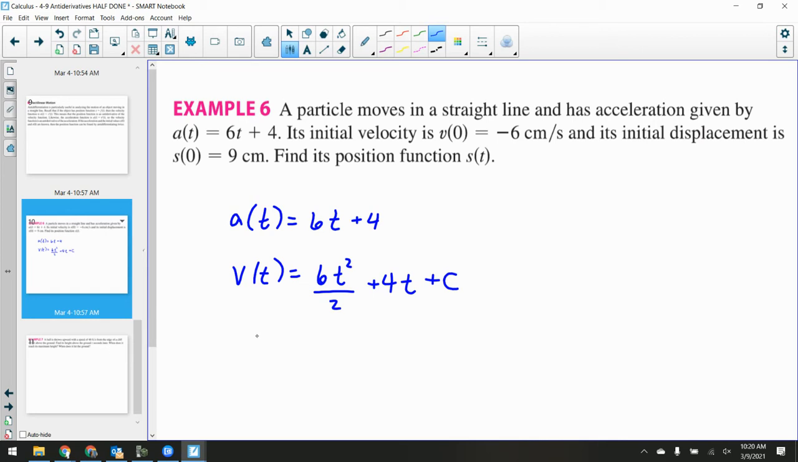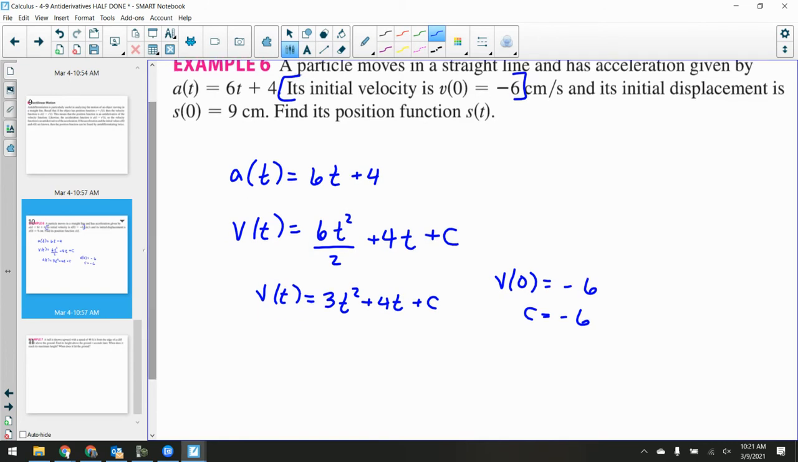So really our velocity is 3t squared plus 4t plus c. However, we know the initial velocity. Initial velocity is -6 centimeters per second. So if v of 0 is -6, that means my c value is -6.